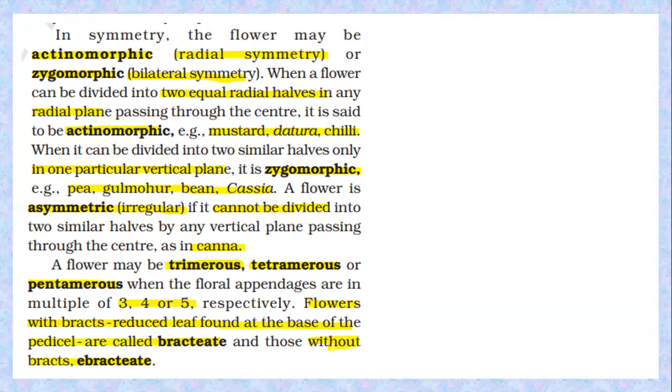Okay, everyone. So actinomorphic plants are mustard, datura, and chili, and zygomorphic plants are pea, gulmohar, bean, and cassia. Asymmetric flower is the canna.